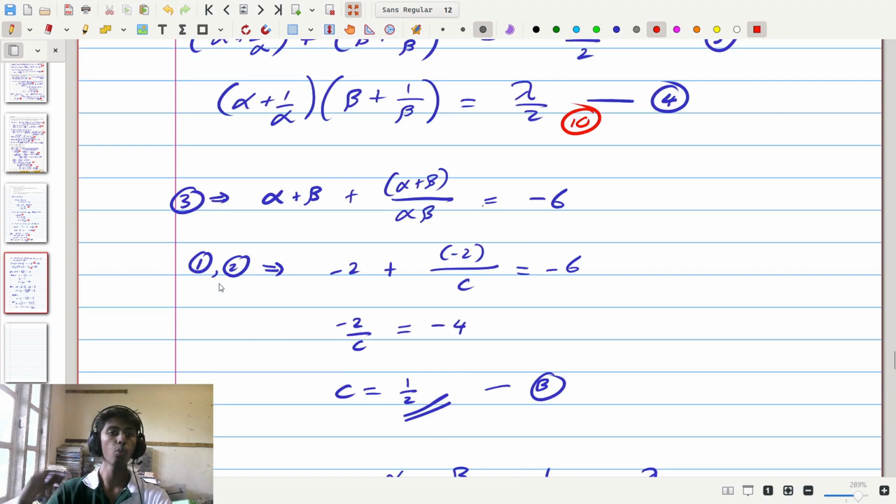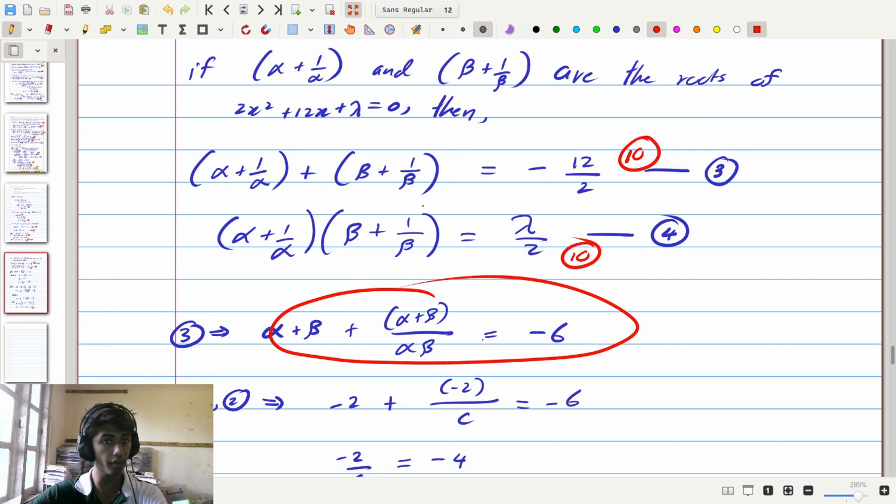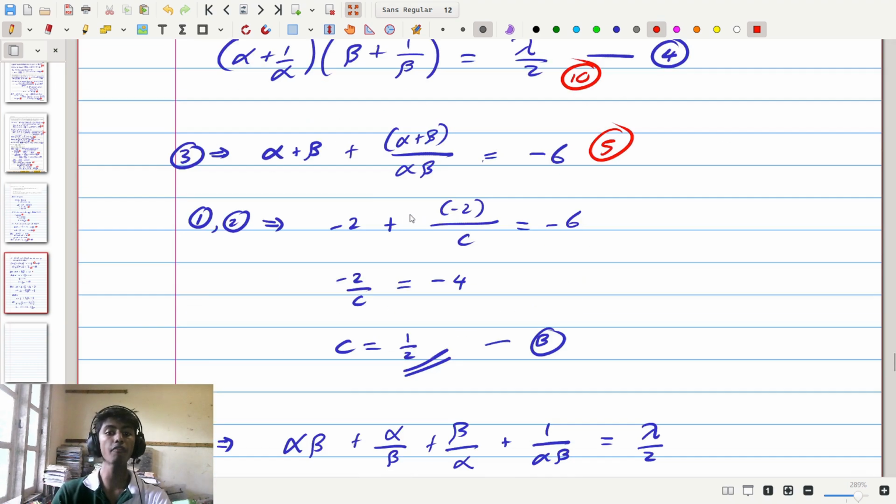After this, when you use the sum and product rules, for the sum rule, when you sum them together and you write this equation by simplifying these two brackets and getting alpha plus beta and taking the common denominator of the other two as alpha beta and writing alpha plus beta divided by alpha beta and getting this equation right here, you get 5 marks. After this, when you substitute in alpha plus beta and alpha beta as such to get this expression right here, you get 5 marks. And then when you simplify down to get c equals a half, you get another 5 marks.